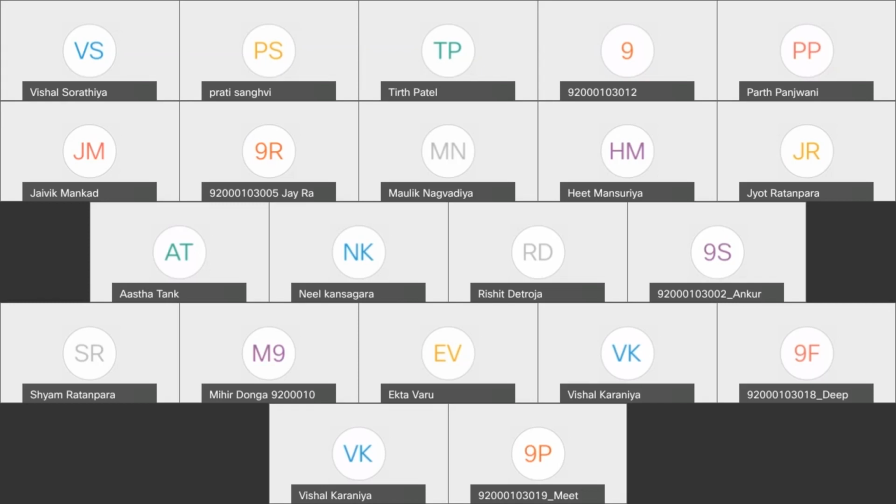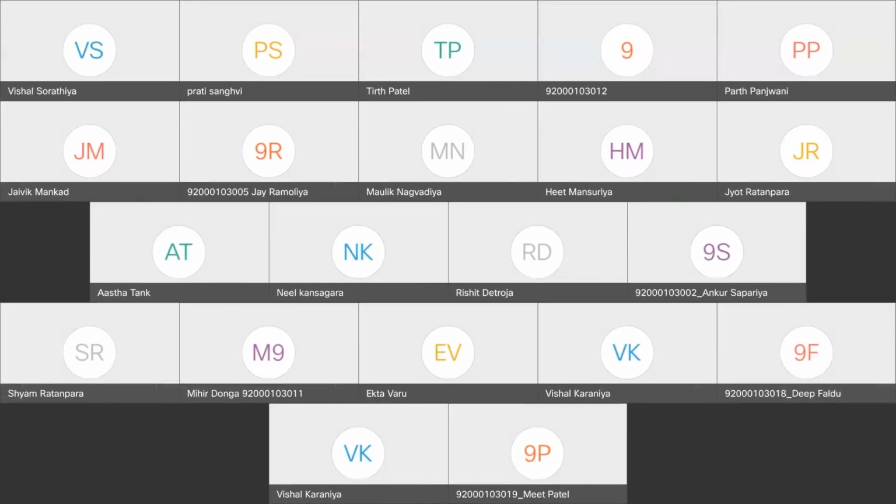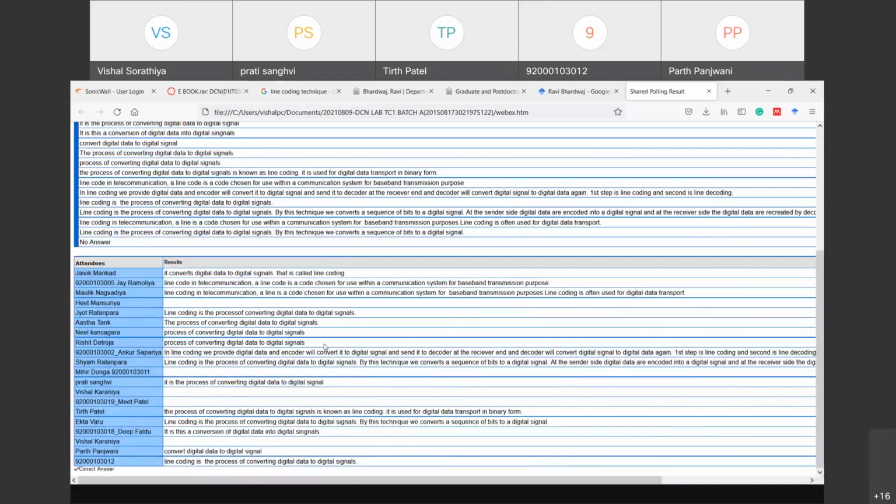Just a second. Let me see that. Okay, so there are many students who have written the answer. You can see over here there are many answers. Results by individual are mentioned here. It converts digital data into digital signal. It's called line coding. Line coding is used in telecommunication, chosen within a communication system based on purpose.